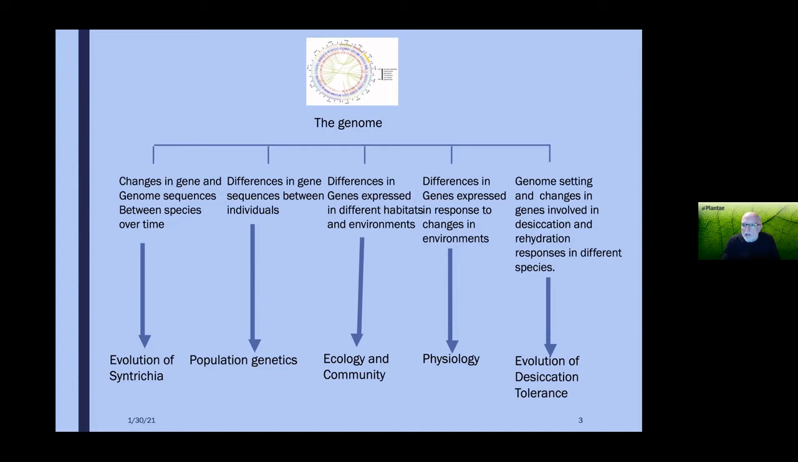Then differences in gene sequences between individuals. Obviously, that gives us a handle on population genetics, how those individuals react and form a community, a population. What is the genetic information that a population holds rather than one individual holds. Then if you look at how different genes are expressed in different habitats and environments, then you start to understand the genetic and genomic aspects of ecology in the community.